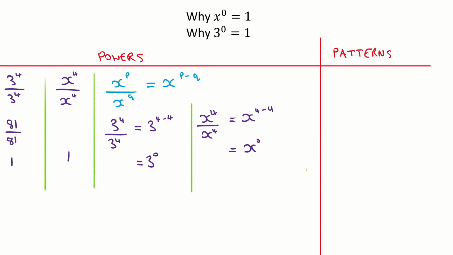So now we're in new territory. Look what we've just got. We have 3 to the power of 4 divided by 3 to the power of 4 is 1, but we also have 3 to the power of 4 divided by 3 to the power of 4 as 3 to the power of 0. So let's make that conclusion.